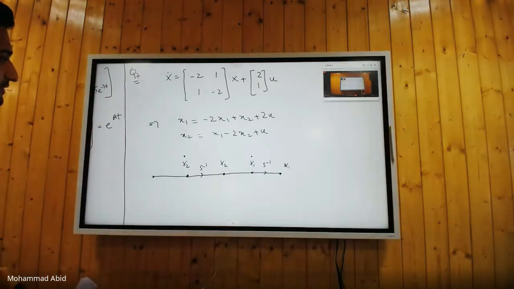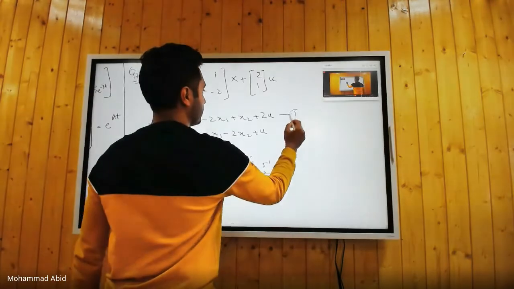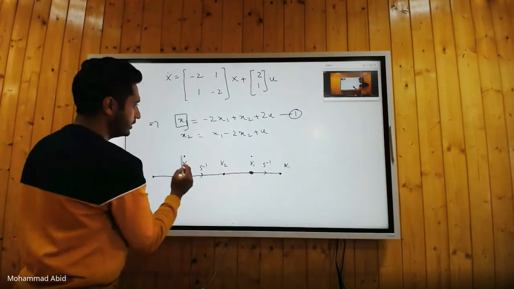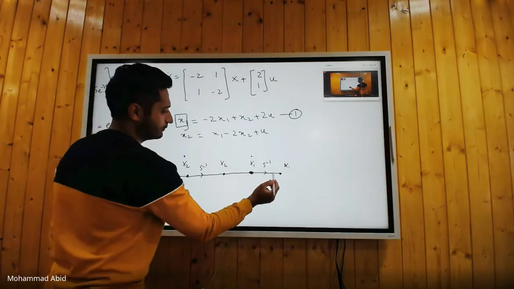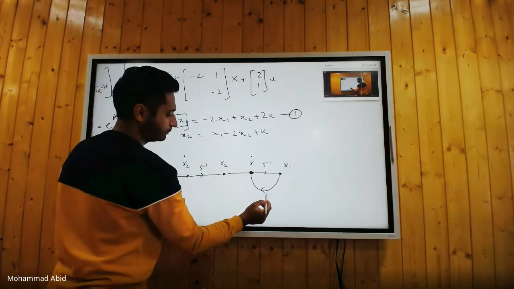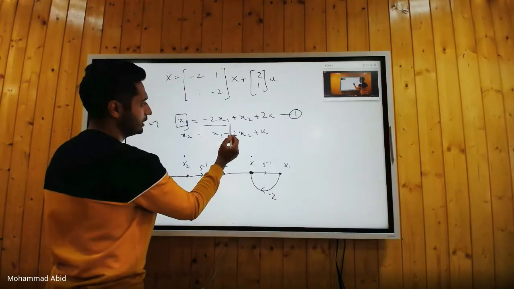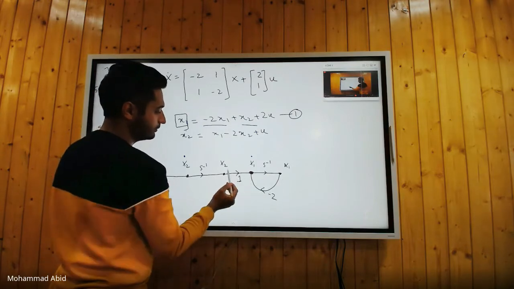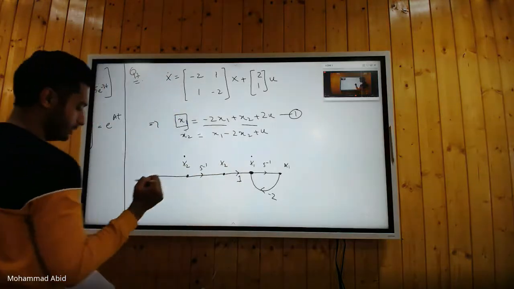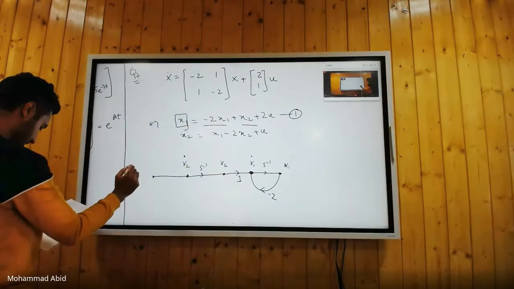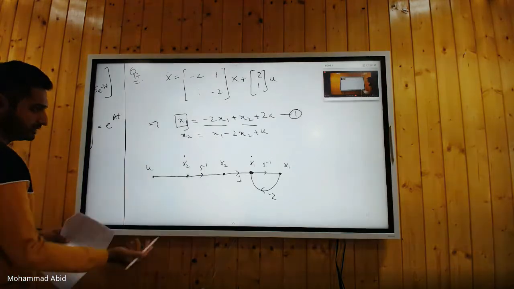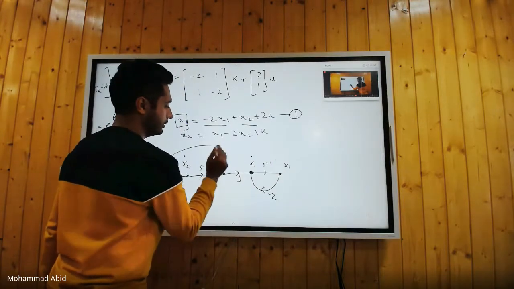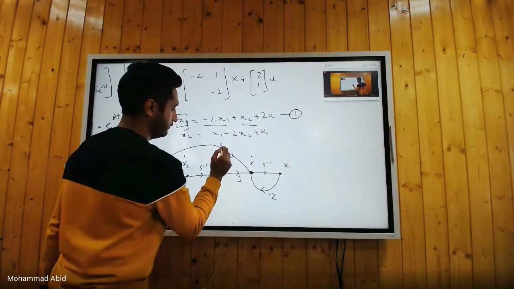Okay, see the first expression. What does the first expression say? It says x1 dot, which is this node, is equal to minus 2 times x1, x1 is here, so minus 2, plus x2, which is here, with gain 1, plus 2u. Let me write u here. Plus u, which means I have to take a tapping here. No, not here. Here, with a gain of 1.